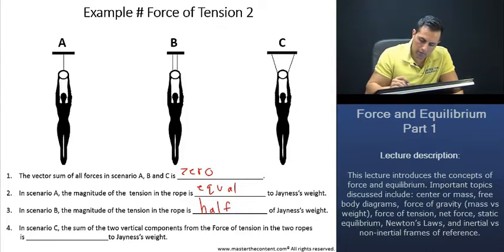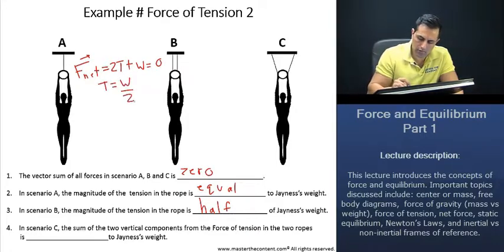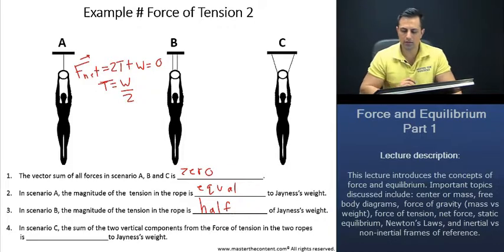And we know that because force net is just going to be 2T for two forces of tension, plus the force of gravity, which is also Janus's weight, which is equal to 0. And then tension is just going to be half of Janus's weight.